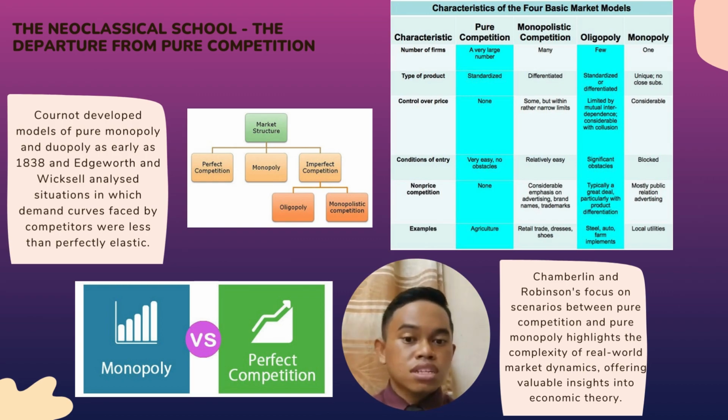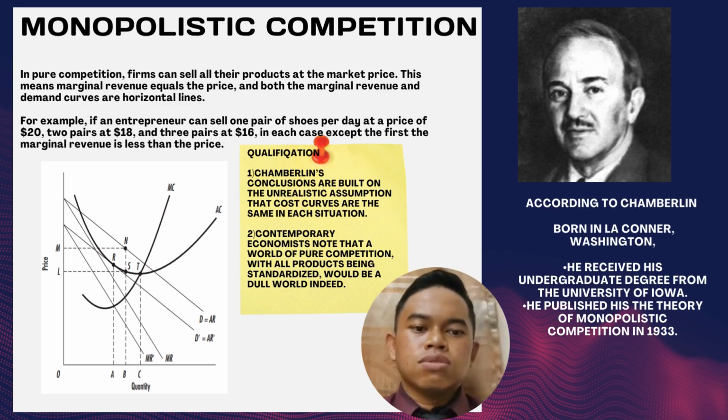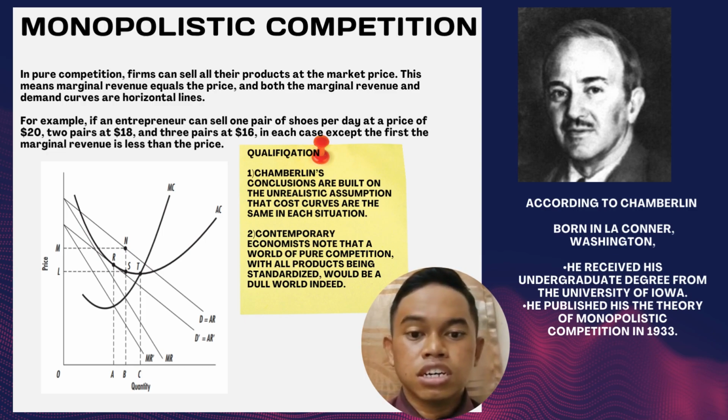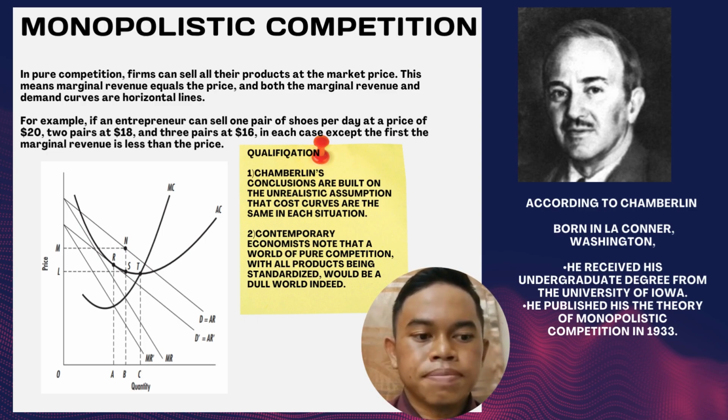So let's continue to the next slide, which is monopolistic competition. First, let me introduce the figure for monopolistic competition, which is Chamberlin. He was born in La Conner, Washington. He received his undergraduate degree from the University of Iowa, and he published The Theory of Monopolistic Competition in 1933.